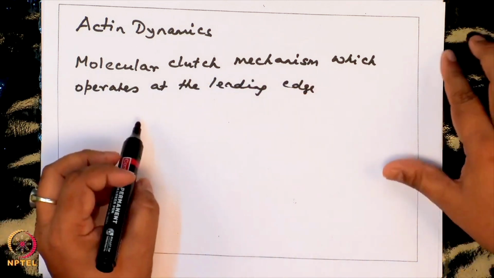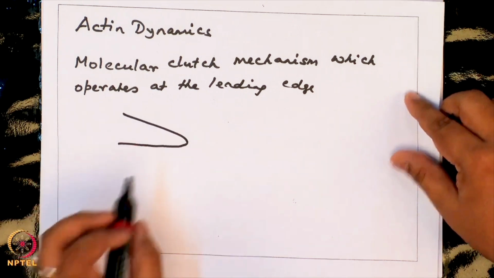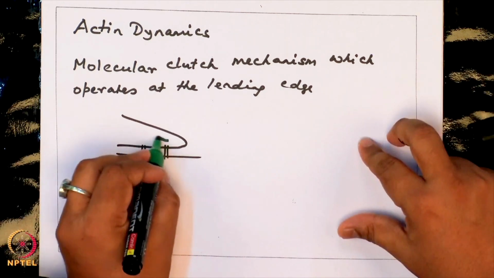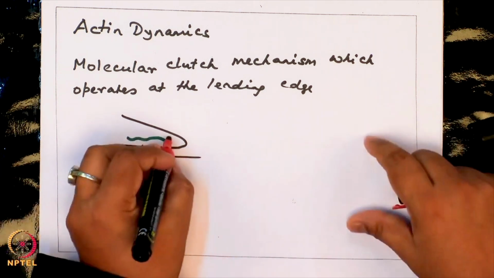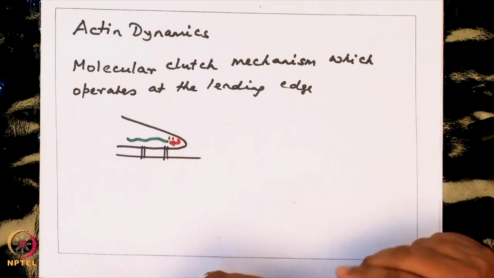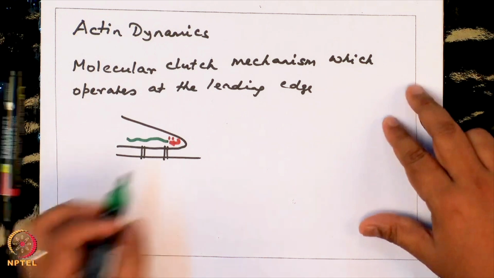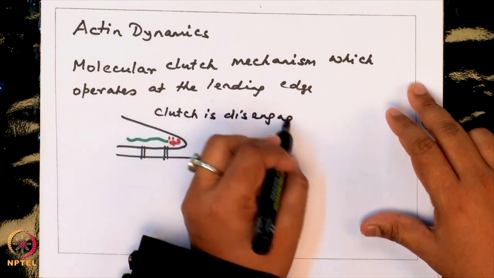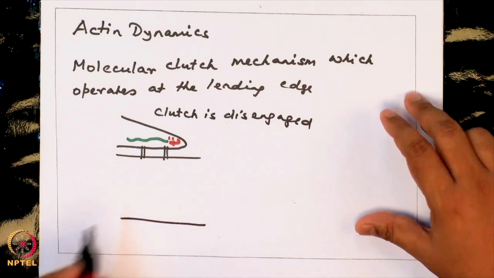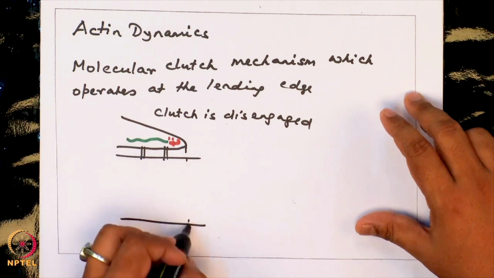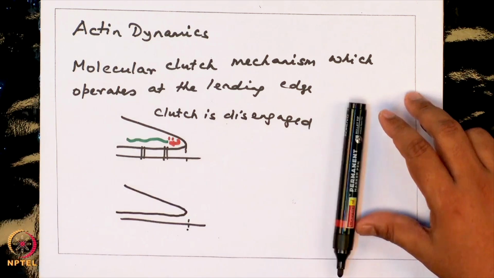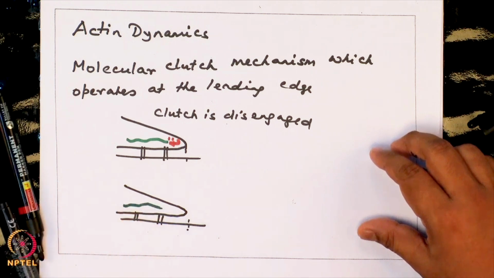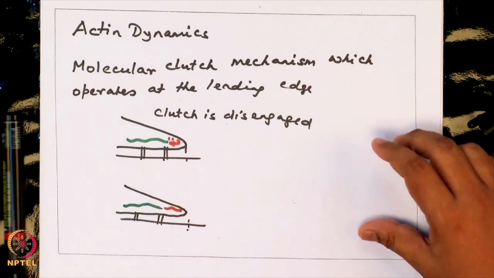So, you have three situations. What I am drawing here, these are your integrins, and let us say this is your actin filament, and you have monomers which are getting added to the actin filament. So, when the clutch is disengaged, let us say this is my leading edge position. No matter how much the filaments form, they will just keep getting pushed backwards. So, this is your new filament which has gotten added to the existing filament.